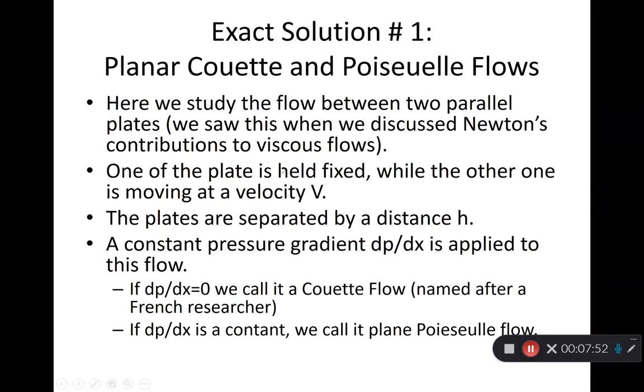Now, let's say that one of the flat plates is held fixed. The other plate is moving at a velocity v, like Newton did. Let's say we also apply on top of it a pressure gradient dp dx. The two flat plates are separated by distance h. So if dp dx is 0, we get Couette flow. If dp dx is non-zero, positive or negative, doesn't matter, we get a Poiseuille flow. So this is the flow we are going to consider between two parallel flat plates.